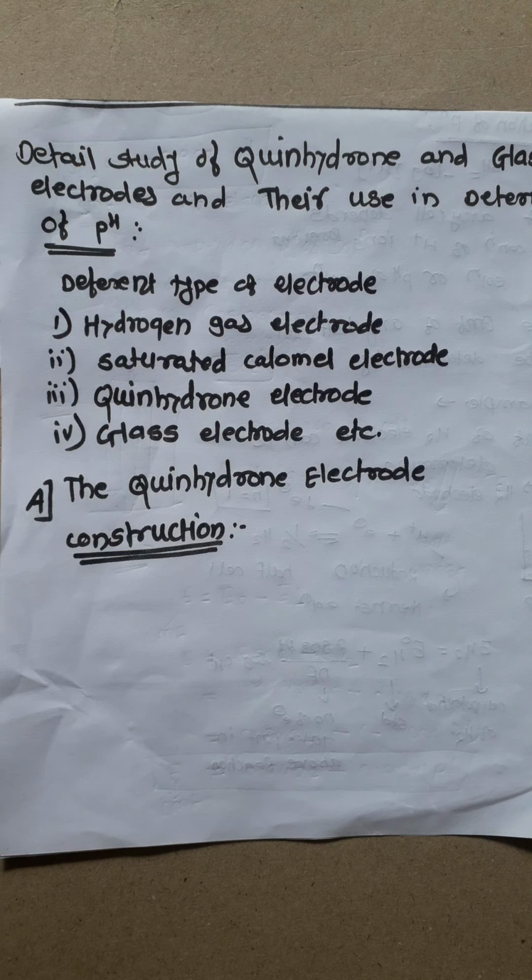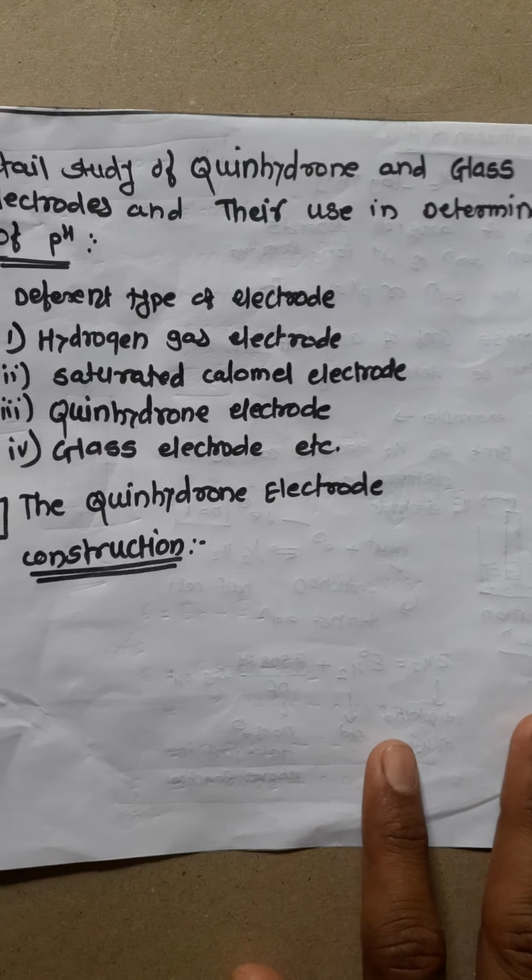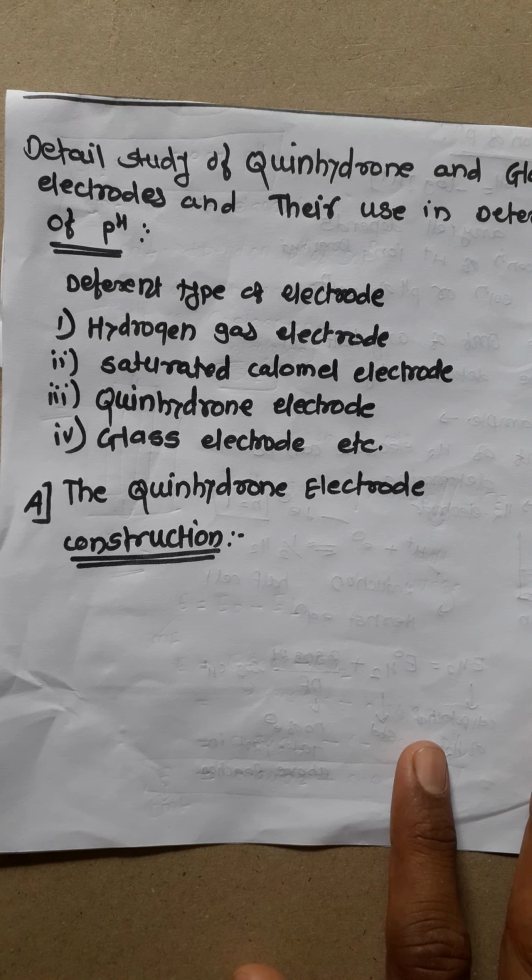Welcome student. Last video we discussed the determination of pH by using the hydrogen gas electrode. Now the next point is a detailed study of the quinhydrone and glass electrodes and their use in the determination of pH.